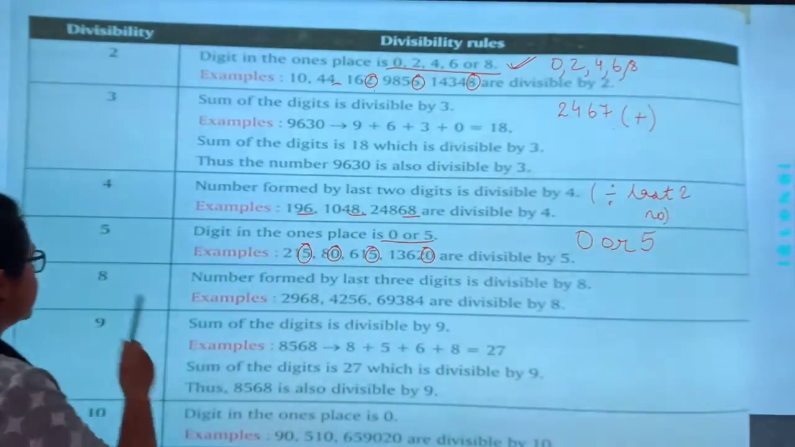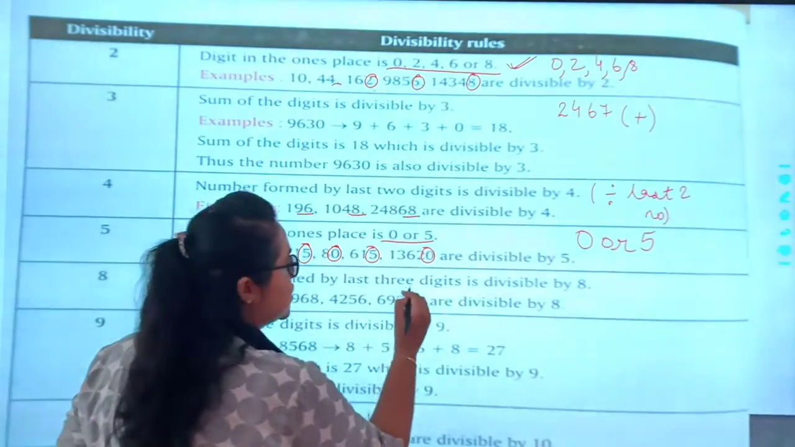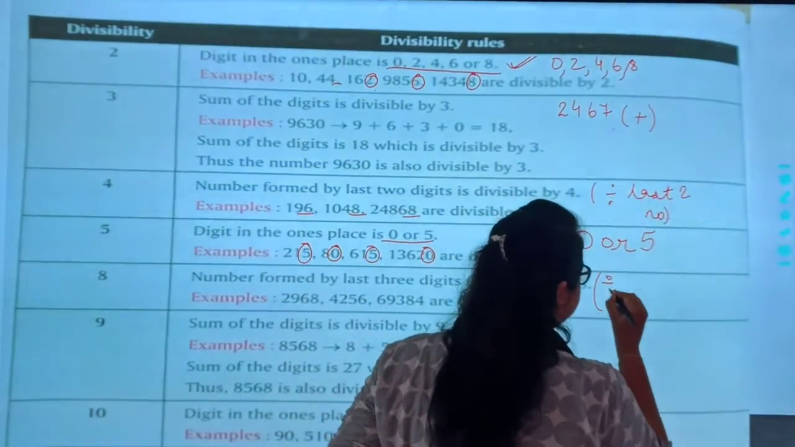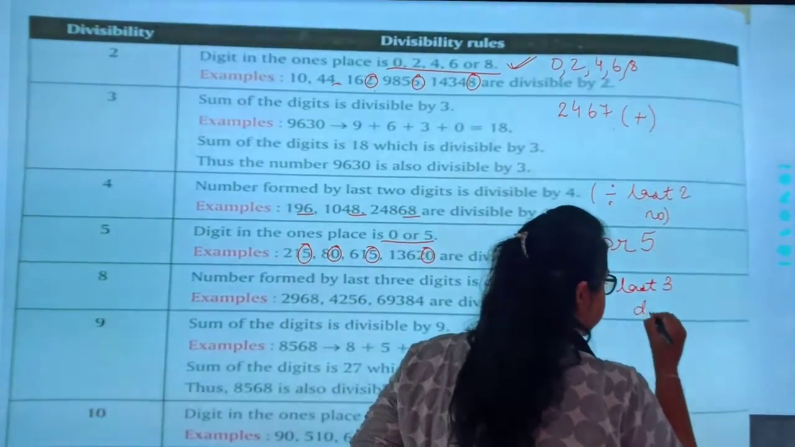Okay. Now let's come to the divisibility of 8. The number formed by the last 3 digits is divisible by 8. Divide the last 3 digits.